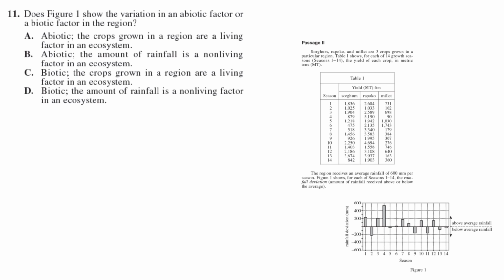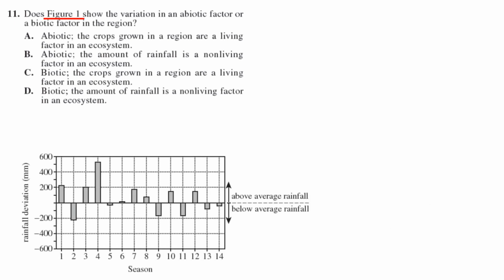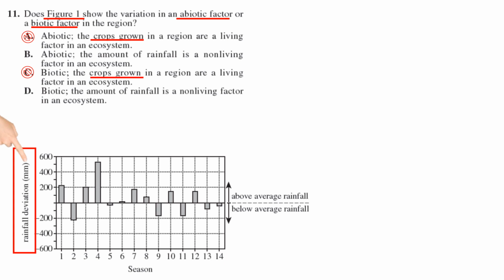Number 11, does figure 1, so this is figure 1, make it bigger, show the variation in abiotic or biotic factors in the region? So what does figure 1 show us first? It shows us rainfall. So even if you don't know what abiotic or biotic means, you can eliminate choice A and C if you're looking at the correct figure because it shows rainfall, not crops grown. Crops grown is in table 1. So we can eliminate A and C.